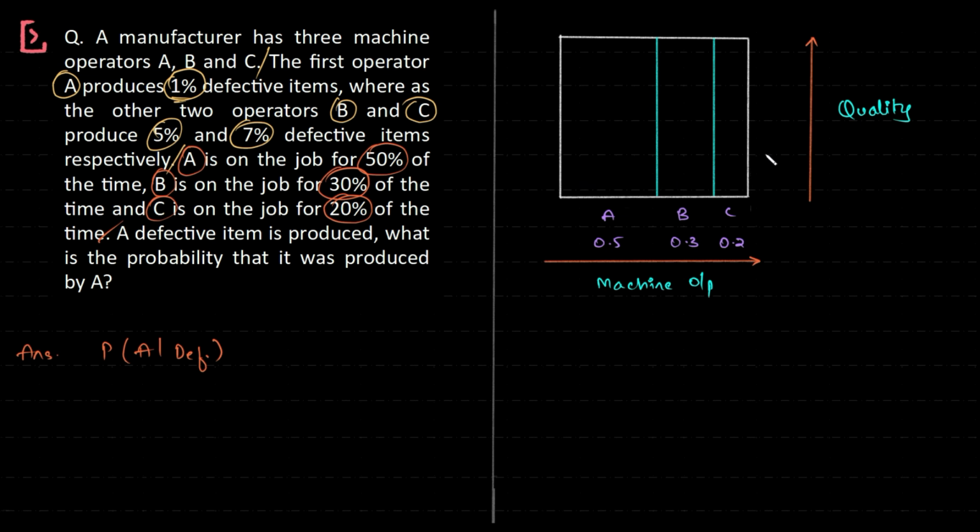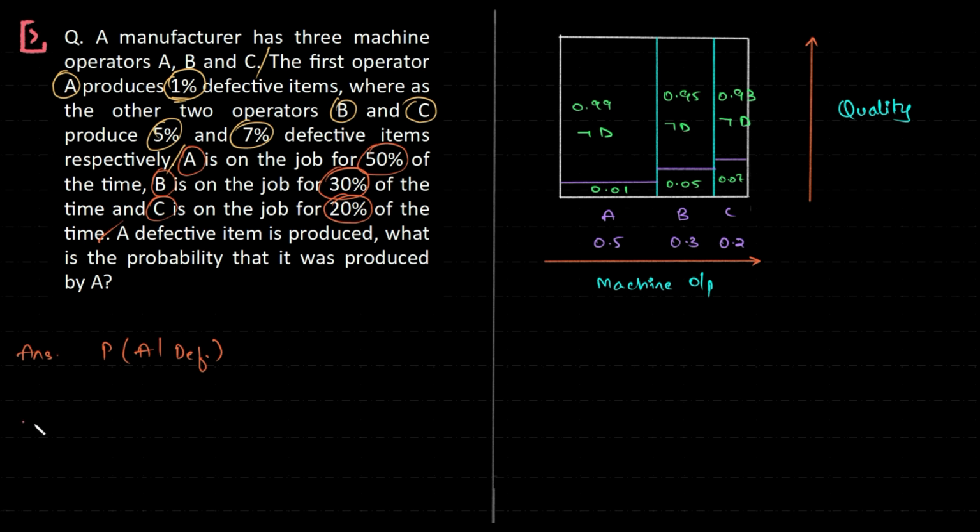So we have C producing 7% of defective items. I mean, whatever it produces, 7 out of 100 is defective, while this produces 5 and this produces 1. Of course, this does not reflect the actual percentage, but anyways, 0.01. This is 0.05 and this is 0.07. Okay, so these are all the defective ones. So 0.99 non-defective. This is 0.95 not defective, and this is 0.93 not defective.